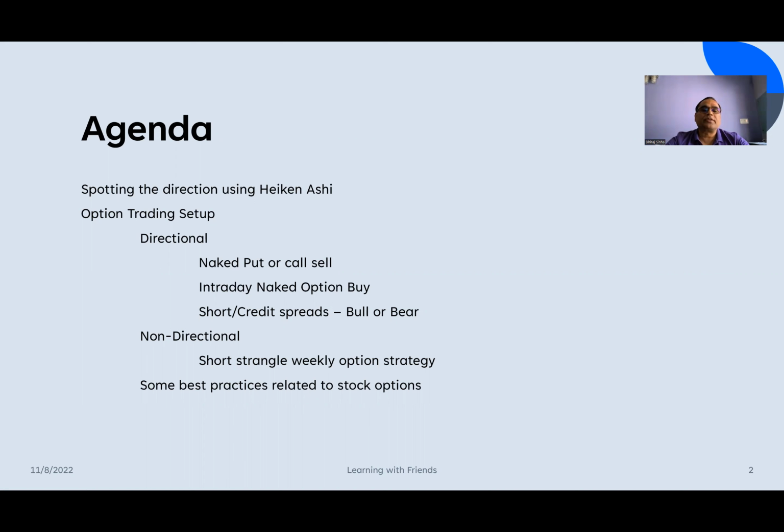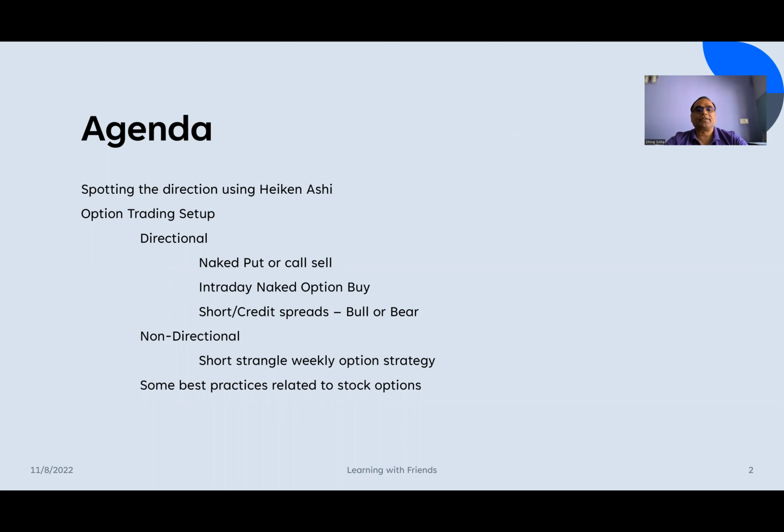But there are a few things which I do. I do both directional and non-directional, and typically I trade with a directional bias. So if I do directional, I have a setup, and I'm going to talk about it. I do both intraday and positional. Typically on the intraday, I just do a naked buy or sell. I don't hedge during intraday. Positional, I try to keep a hedged position. So I'm going to discuss a bit on that.